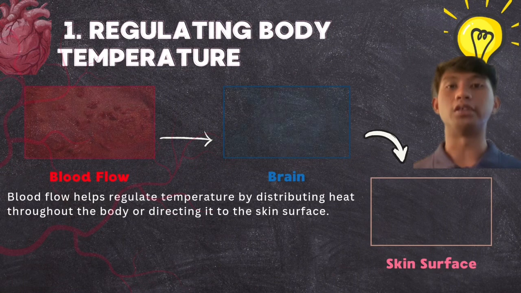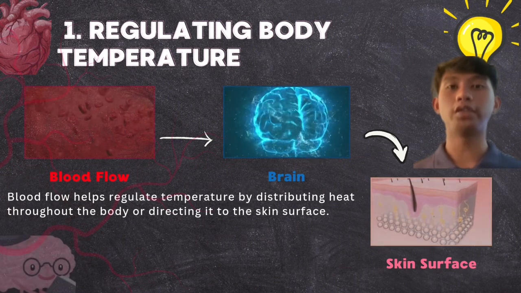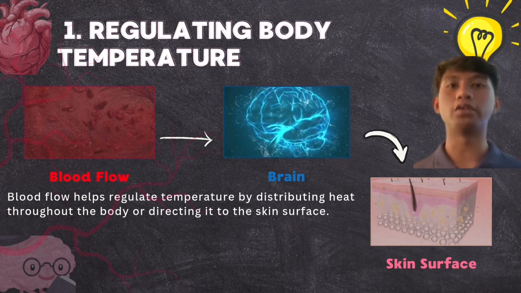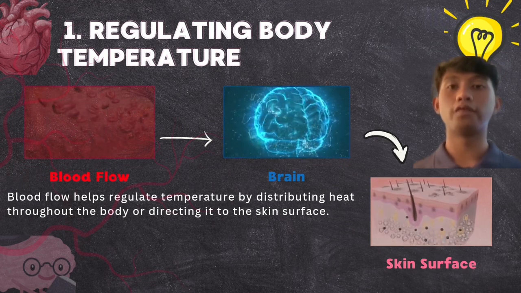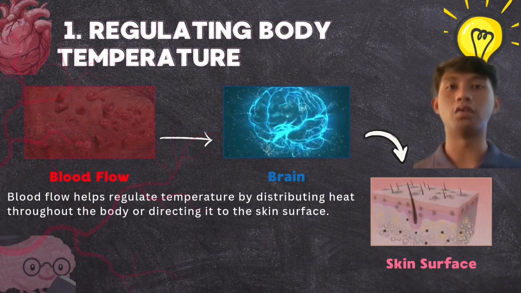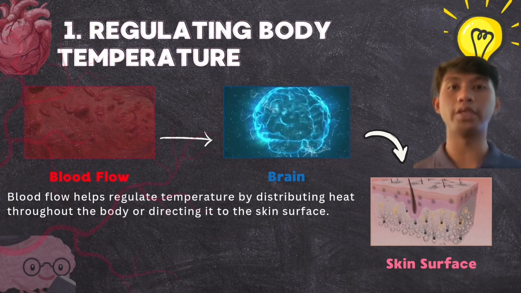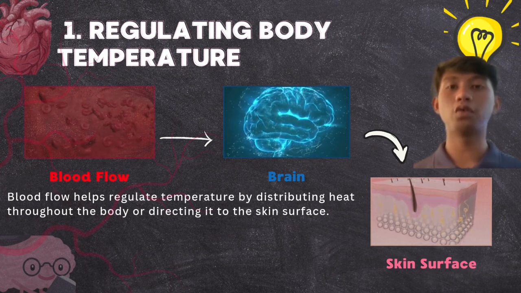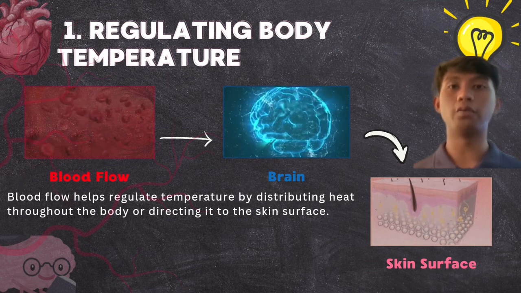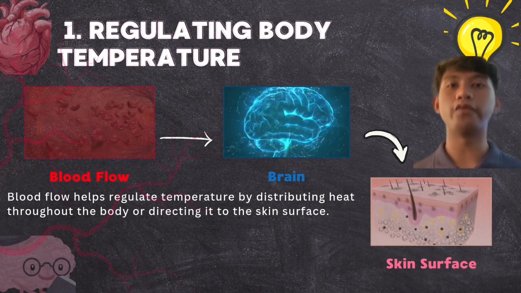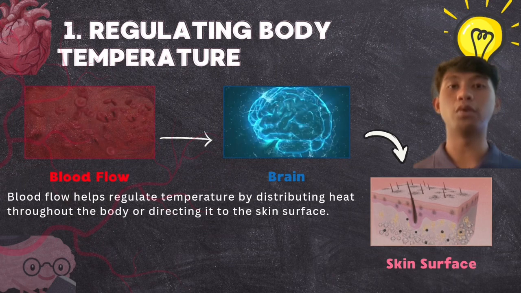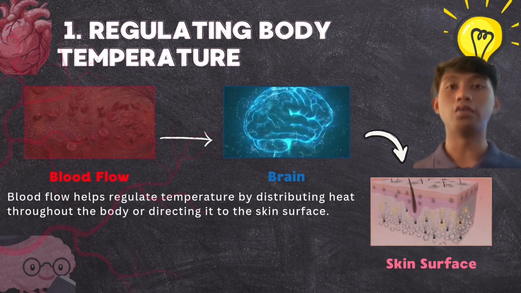Regulating body temperature. Blood flow helps regulate temperature by distributing heat throughout the body or directing it to the skin surface. For your information, our body needs to stay at a steady temperature around 37 Celsius to work properly. This is called thermoregulation. When it is hot, the body cools down by sweating. Sweating can evaporate from the skin and cool the body. Widening blood vessels allow more blood flow near the skin to release heat.